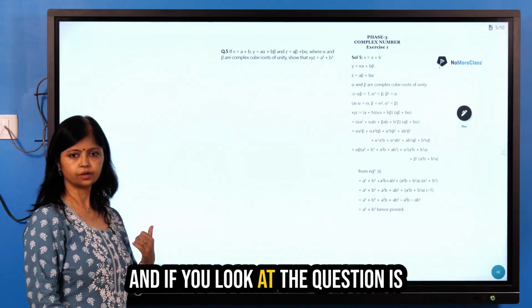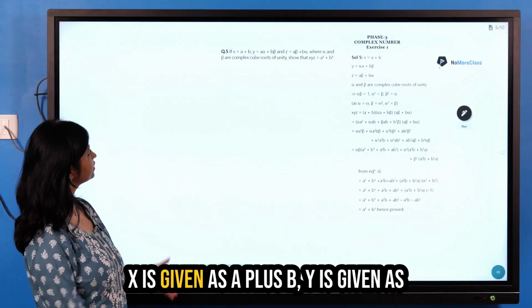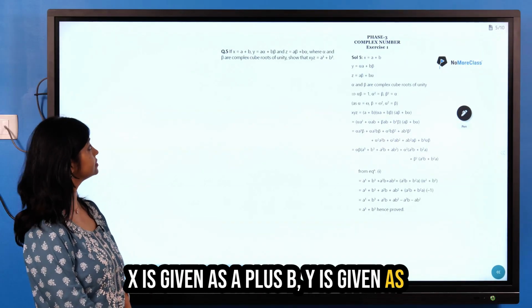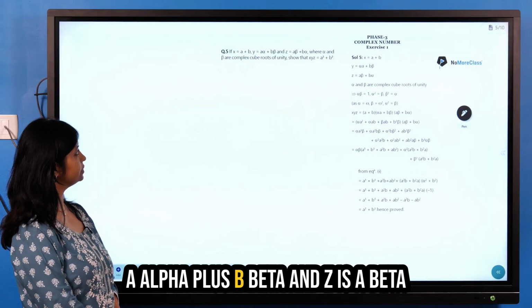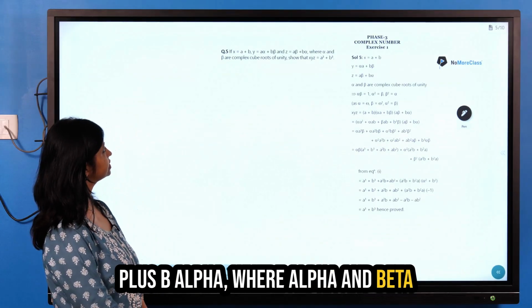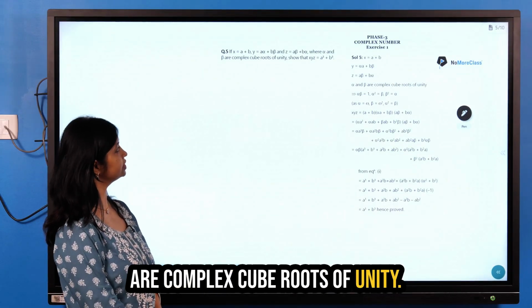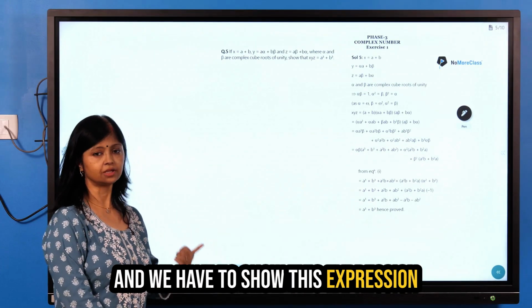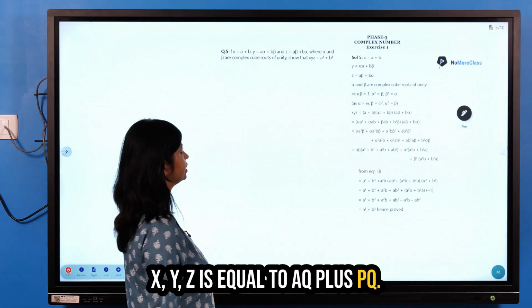If you look at the question, x is given as a plus b, y is given as a alpha plus b beta, and z is a beta plus b alpha, where alpha and beta are complex cube roots of unity. And we have to show this expression xyz is equal to a cube plus b cube.